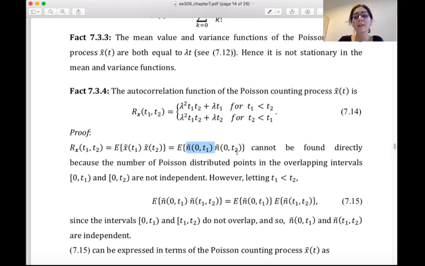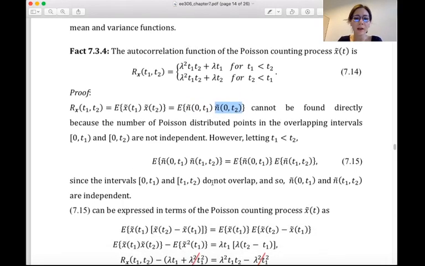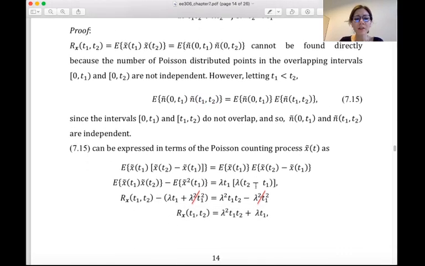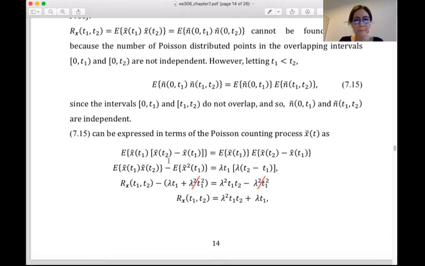So the trick is to make them independent by breaking the second interval into two parts. I keep the first one, but then I look at the number of arrivals between t1 and t2. Now, this first interval is disjoint, non-overlapping with the second interval. So from the definition of the Poisson process, I know that the number of arrivals here and here should be independent of each other. So I can separate this expectation into two parts. Now the rest is going to be just mechanical. So, all right, let's now just develop this.